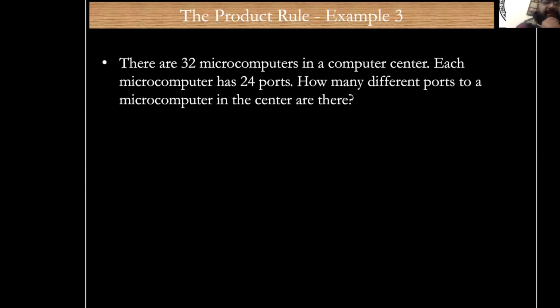Let's take another example. There are 32 microcomputers in a computer center. Each microcomputer has 24 ports. So for each of the microcomputers, we have got 24 options. How many different ports to a microcomputer in the center are there? I think the answer here is simple.